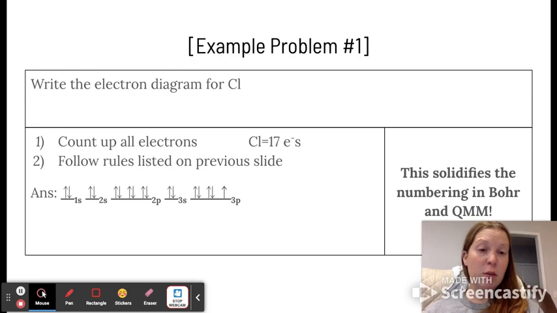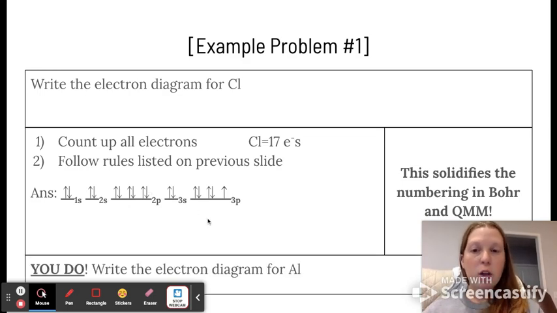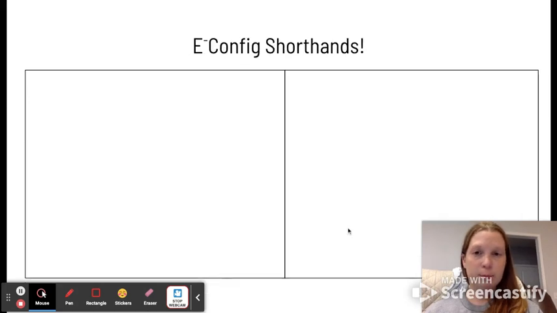So this matches the numbers that we learned in the Bohr model lesson with how many electrons can be on each orbital. Because if you look, n equals 1 could only hold 2. N equals 2 could hold 8. And in the s you have 2, and in the p you have 6. So 2 plus 6 is 8. Okay. So I want you to pause the video and try to draw the electron diagram for aluminum.